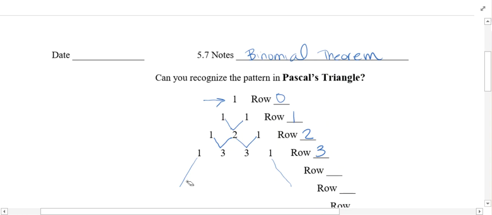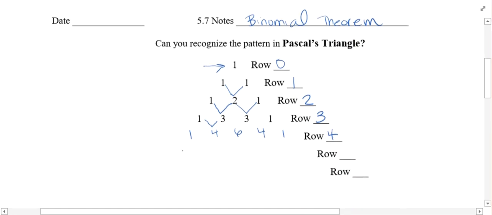Okay, so we're going to fill in a few more rows. It starts with a 1. We're going to sum 1 and 3, so you get 4. 3 and 3 is 6. 3 and 1 is 4, and then we end with a 1. So that's called row 4.